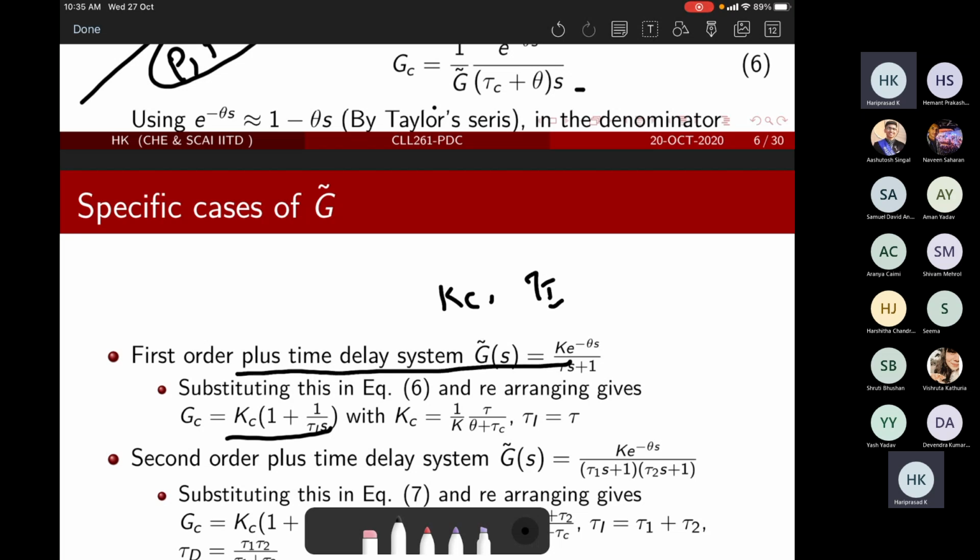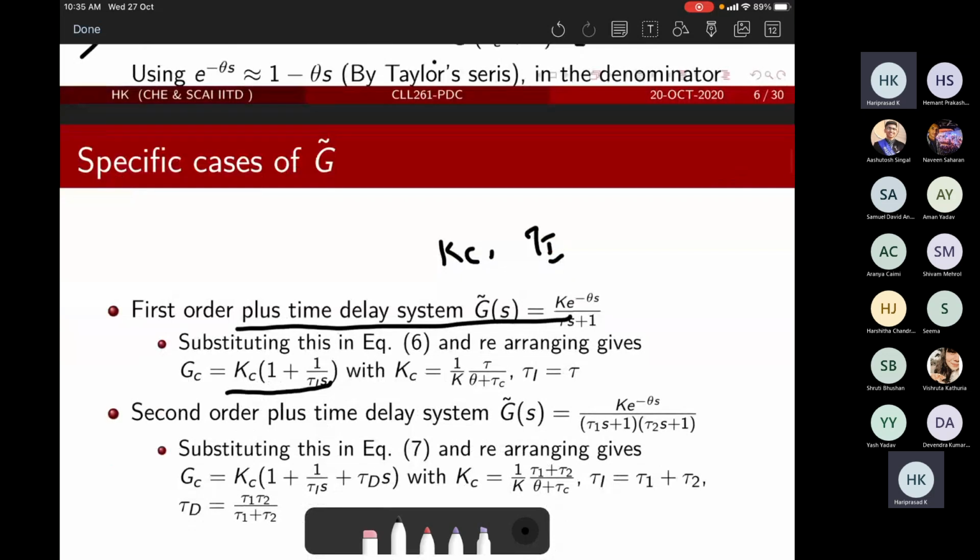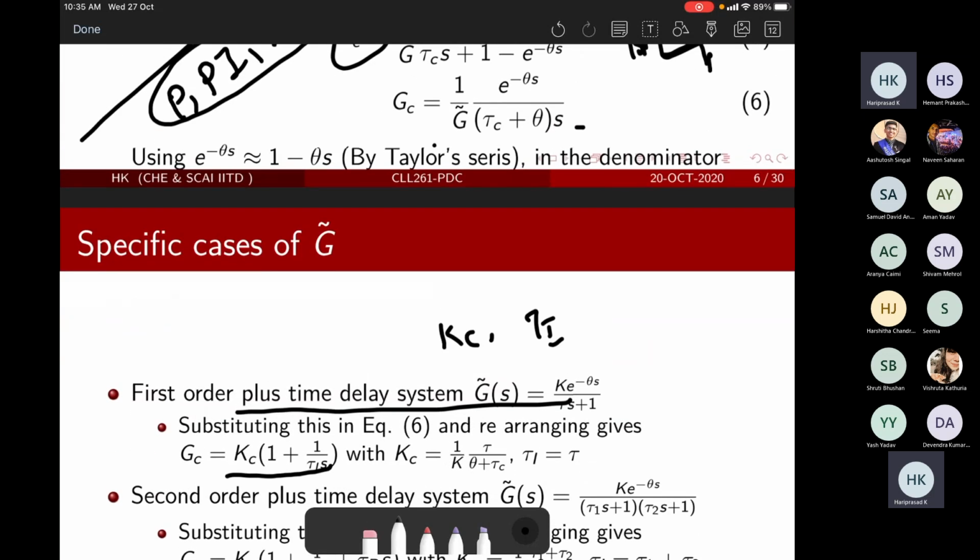For a first order plus time delay system, in this particular case, you would see that there is no tau D. You can simply check and figure out that Kc will be of this particular structure and tau I is equal to tau. What is tau? Again, I am asking you to doubly make your attention: TC is very different, so don't get confused by the various levels of TC. It is the desired closed loop time constant that you design.